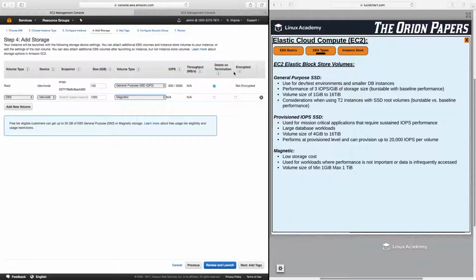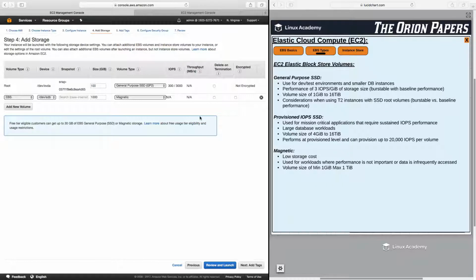Also, let's talk over here about this option for delete on termination. Because these are network attached and they're persistent, meaning that they can live past the life of this particular instance, we can select these to either delete on termination, meaning that any data that is on these volumes will be deleted when we terminate the instance, or we can uncheck these, meaning that when we terminate the instance, the instance will be removed from our account, but under the EBS section of the EC2 console, we will be able to view these volumes and attach them to a different EC2 instance.